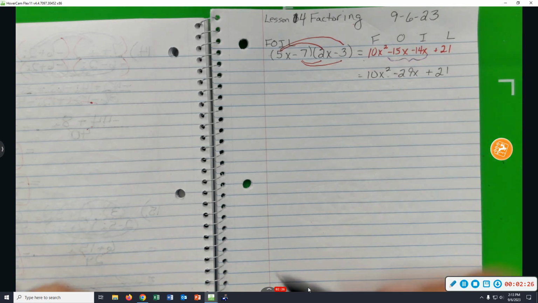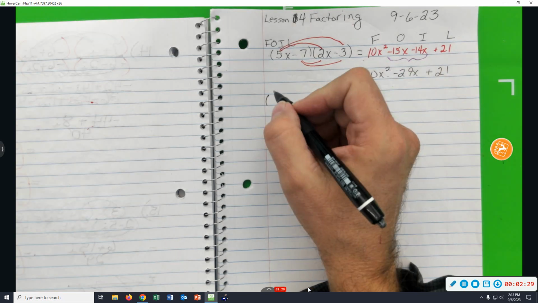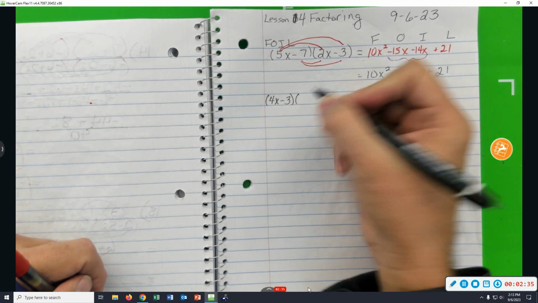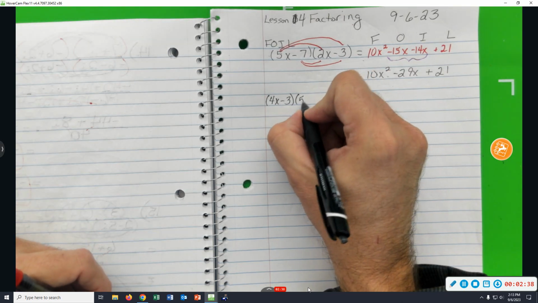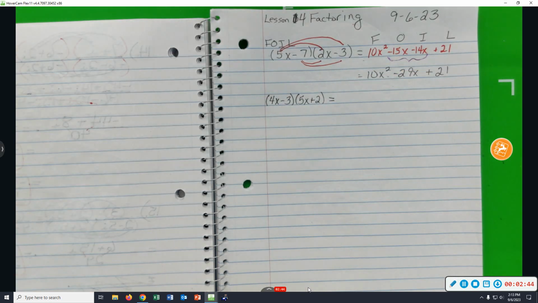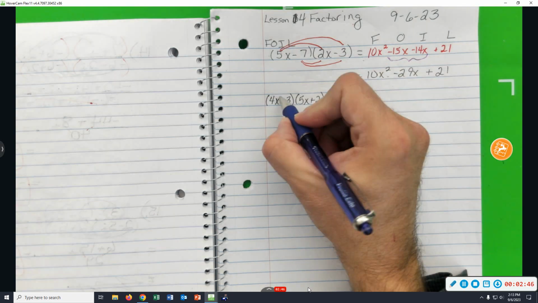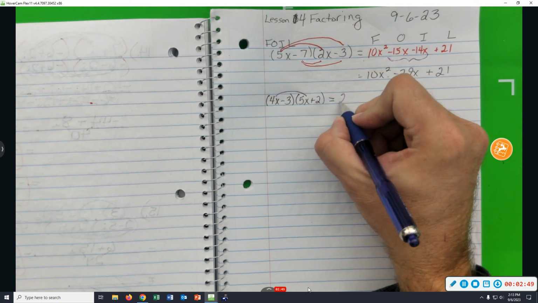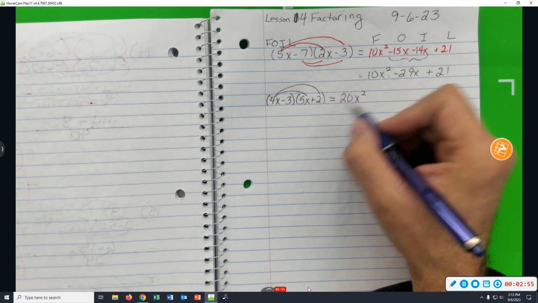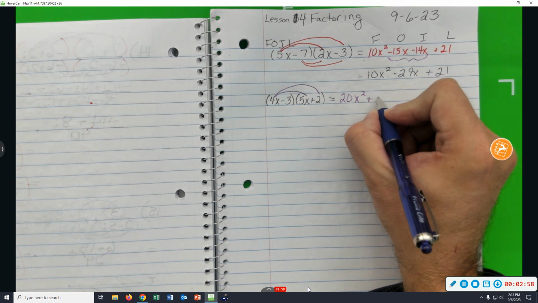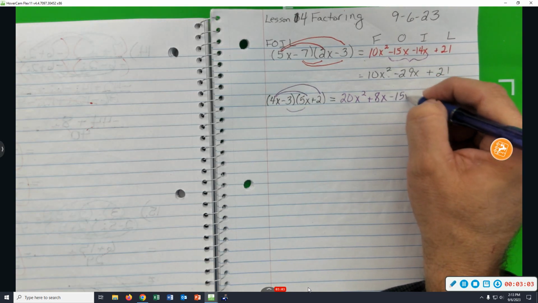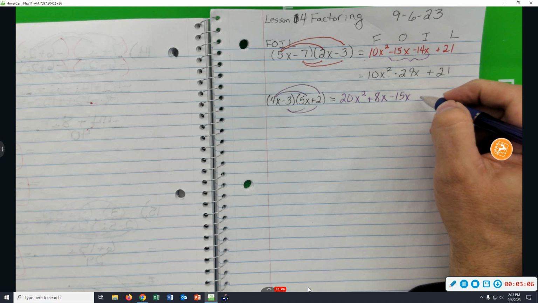Let's do another one. And if you're thinking, well, wait, you'll see why I'm mentioning this in a moment. So we have 4x minus 3 times 5x plus 2. First, outer, inner, last. What would we have? 20x squared. And here come the outer and inner. Those are the ones that are going to be like terms. A plus 8x and a minus 15x. And last, minus 6.